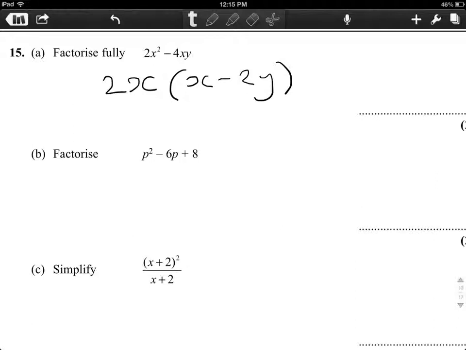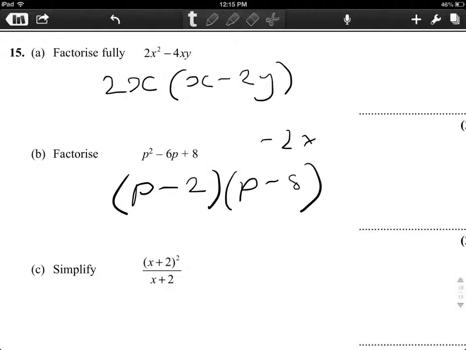Factorise p squared minus 6p plus 8. We need p minus 2 times p minus 8. Minus 2 times minus... That's a mistake there. Should have been minus 4, of course. And you'll see that minus 2 times minus 4 gives you 8, and minus 2p and minus 4p gives you minus 6p.